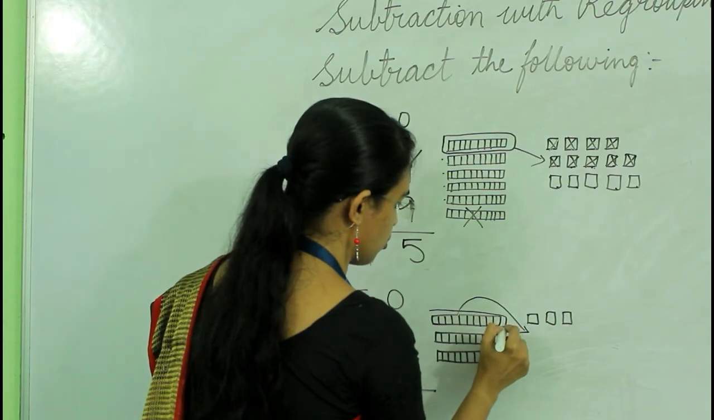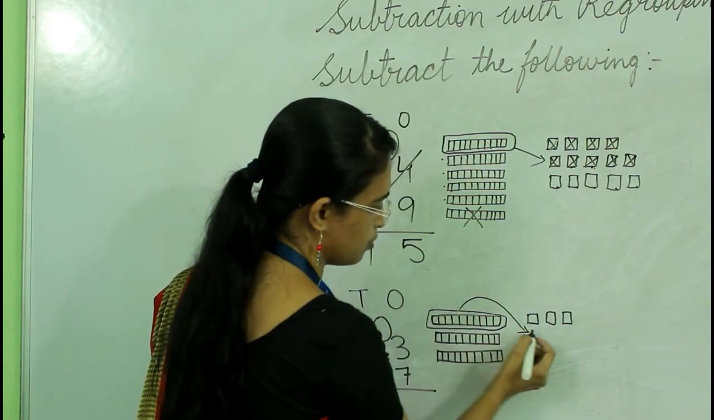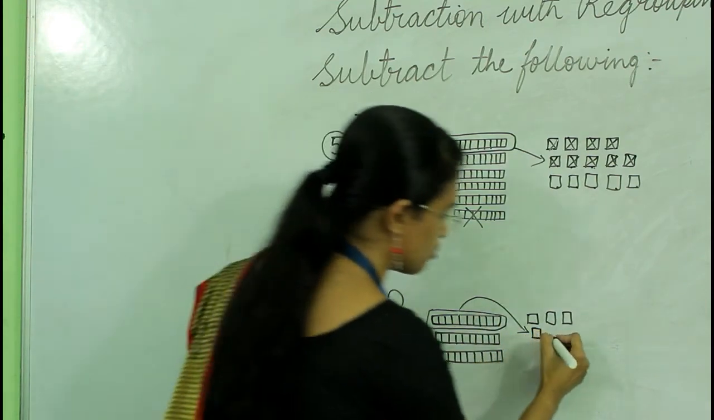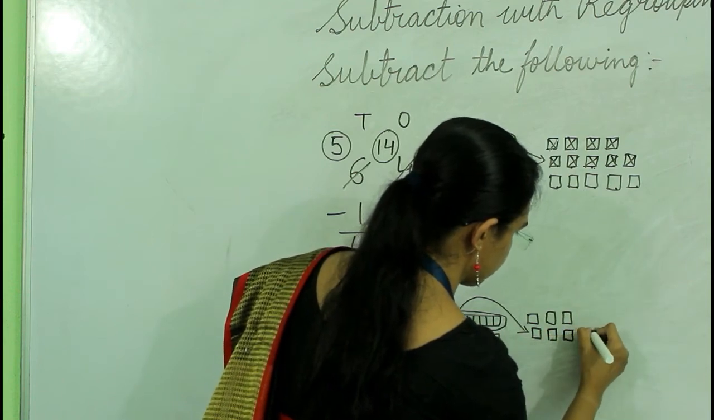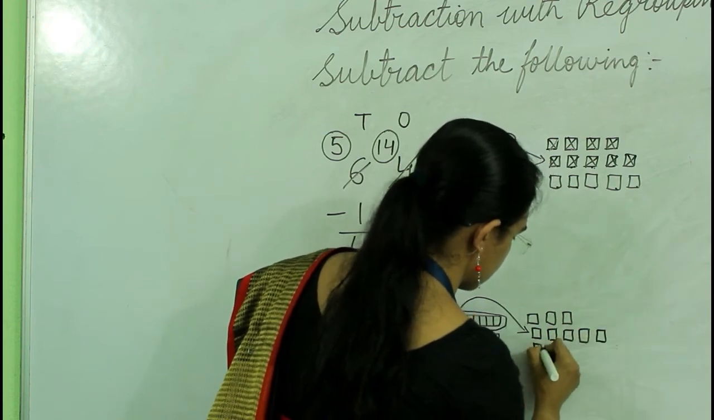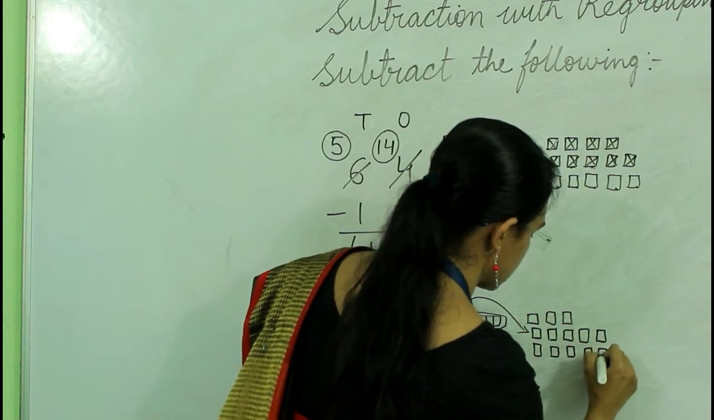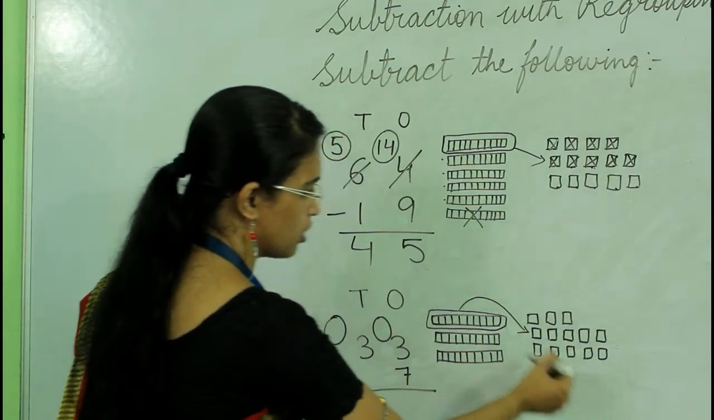We are taking this group from tens place and putting it in ones place, and when we are putting this group in ones place, we have to put it separately. We have to make the block separately. 1, 2, 3, 4, 5, 6, 7, 8, 9, 10. 10 done. Now we have altogether how many blocks?